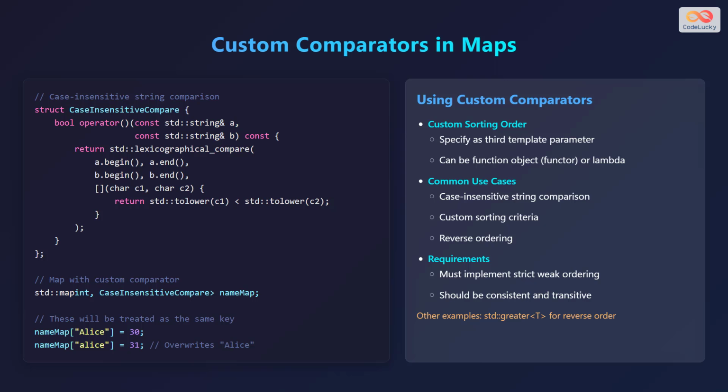Let's discuss using custom comparators. You can specify a custom sorting order as the third template parameter. It can be a function object, also known as a functor, or a lambda. Some common use cases are case-insensitive string comparison, custom sorting criteria, or reverse ordering. The requirements are that you must implement strict weak ordering. It should be consistent and transitive. Another example of using a custom comparator is std::greater<T> for reverse order.